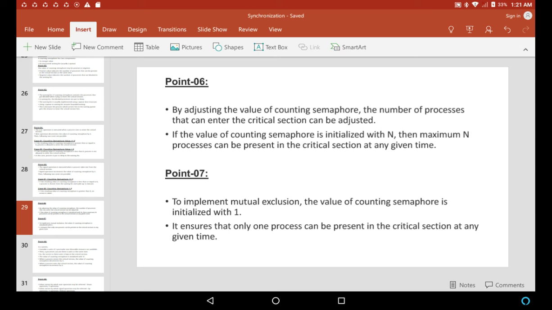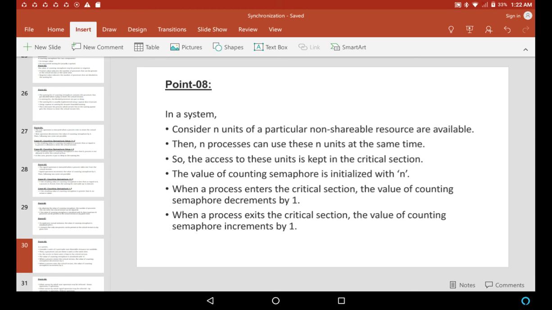So to implement mutual exclusion, point 7, and which one is important, to implement mutual exclusion, the value of counting semaphore is initialized with 1. It ensures that only one process can be present in the critical section at any amount of time. Whatever discussion we have done is just to understand the concept of how wait and signal work, but for achieving mutual exclusion, it is mandatory to have the initial value of S equal to 1.